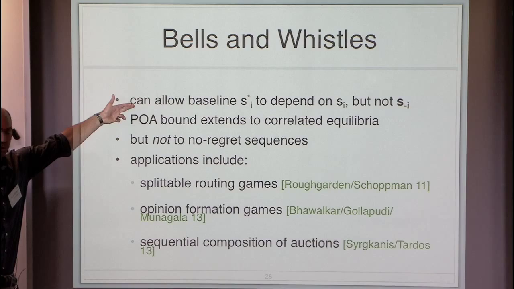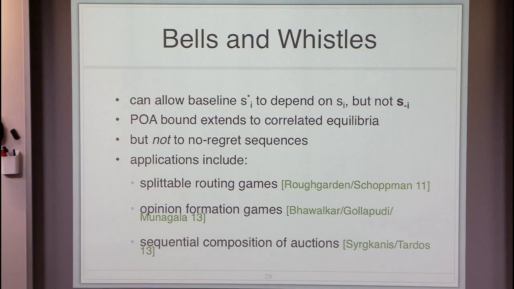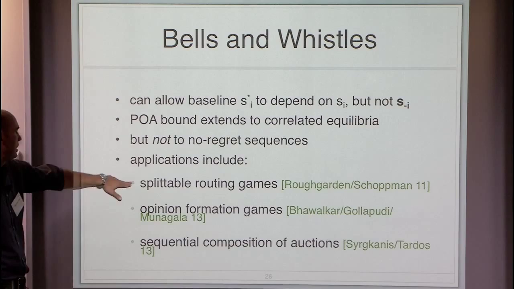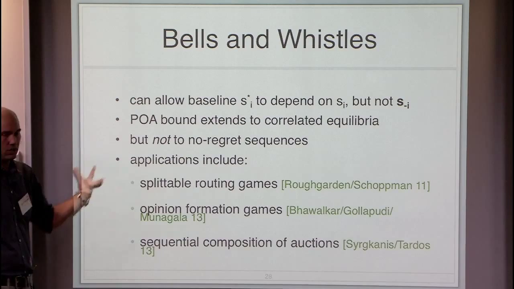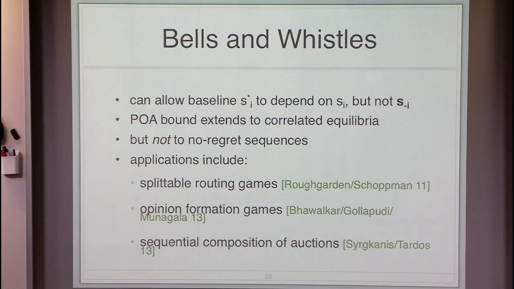Again, this is only easier to satisfy. And for something like those routing games where players choose not just one path but can split flow over many paths, it turns out you can prove better bounds using this variation of smoothness than the original one. And in fact, you can even prove, more fundamentally, that the worst case price of anarchy of correlated equilibria is strictly smaller than the worst case price of anarchy of coarse correlated equilibria.